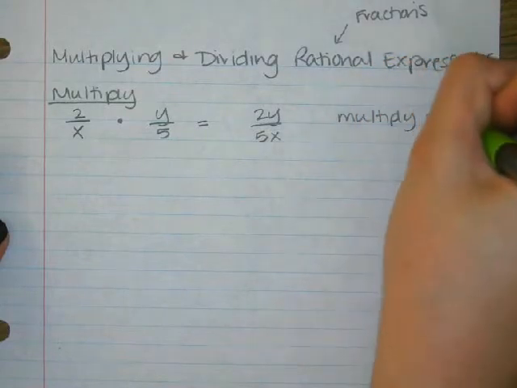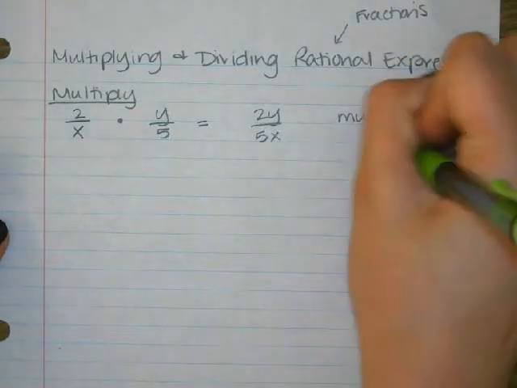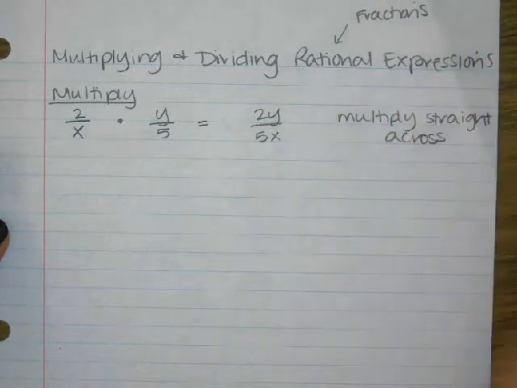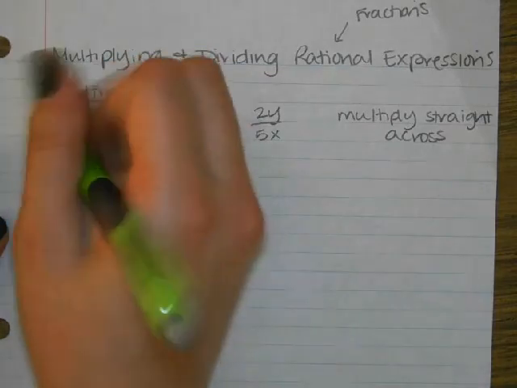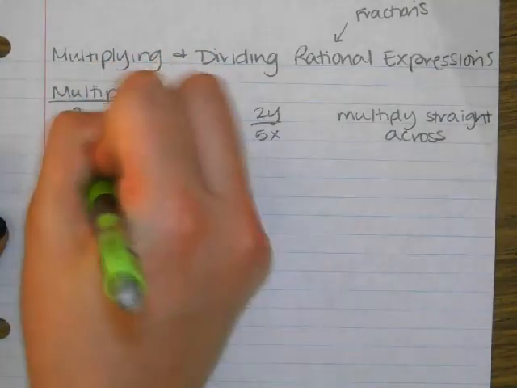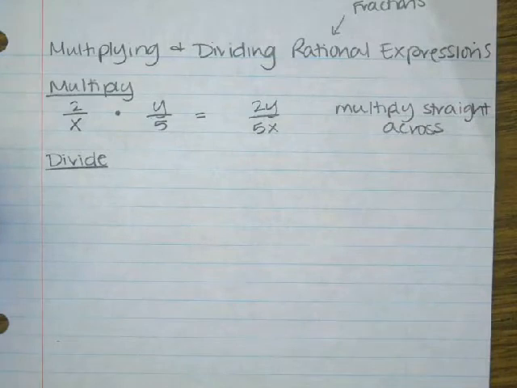So when you multiply, you go straight across. All right. Divide.